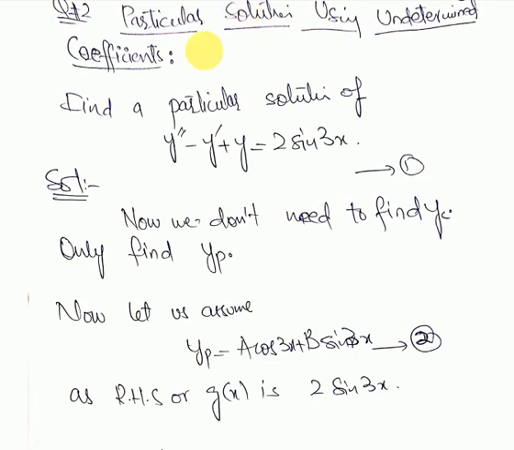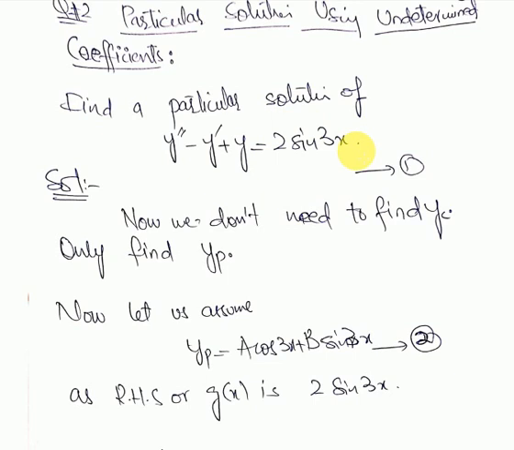And what is the method to find the particular solution? We have to check what is the function g of x, the function given on the right hand side. The question is to find a particular solution of this differential equation, named 1, which is y double dash minus y dash plus y is equal to 2 sine of 3x. The right hand side is 2 sine 3x.